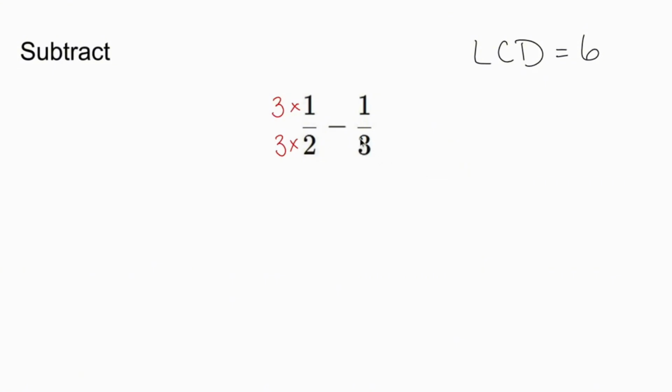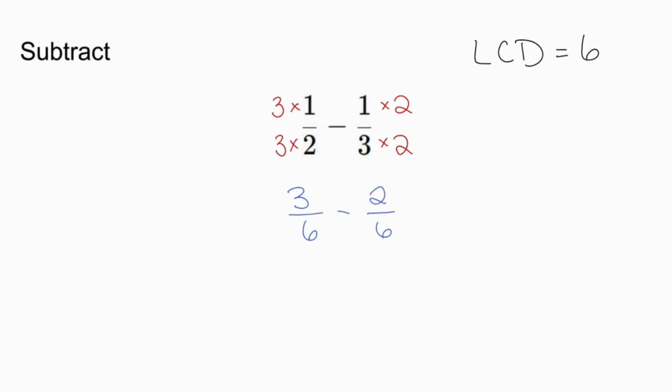How do I make this denominator of 3 a 6? Multiply it by 2. But whatever we do to the bottom number, we have to do to the top number as well. Now we rewrite these fractions. 3 times 1 is 3, and 3 times 2 is 6. Minus sign. 1 times 2 is 2, and 3 times 2 is 6.